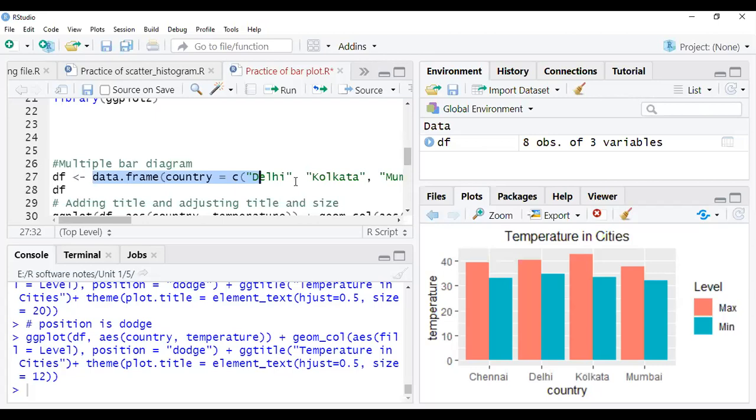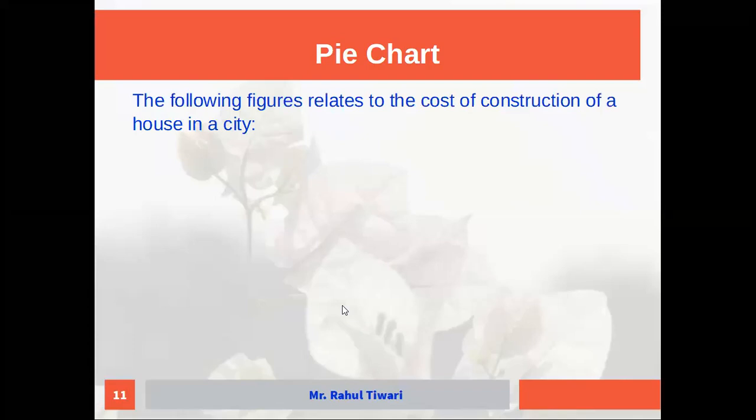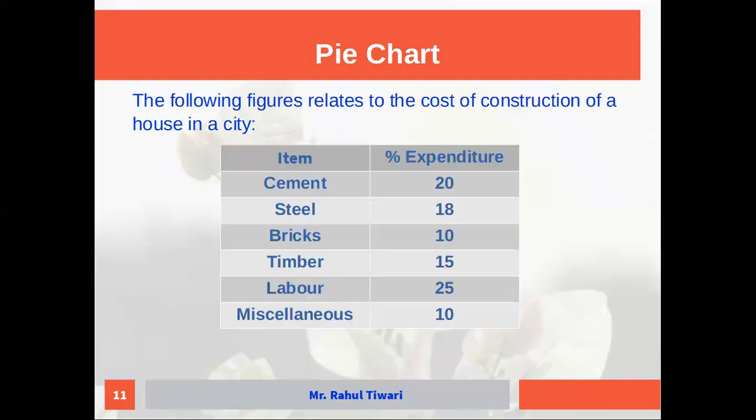Okay, so let me share my next PPT. The next is pie chart. The following figures relate to the cost of construction of a house in a city. Some items are given to me, and some percentages are given to me, and we have to draw a suitable diagram with title.